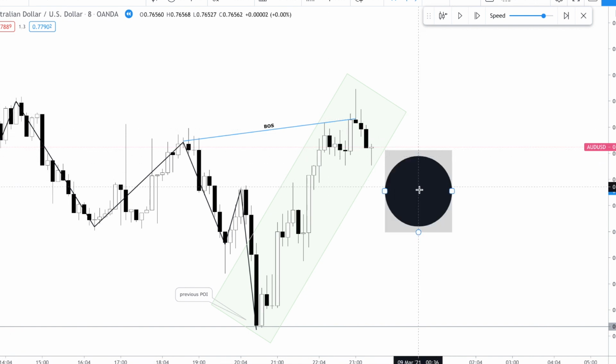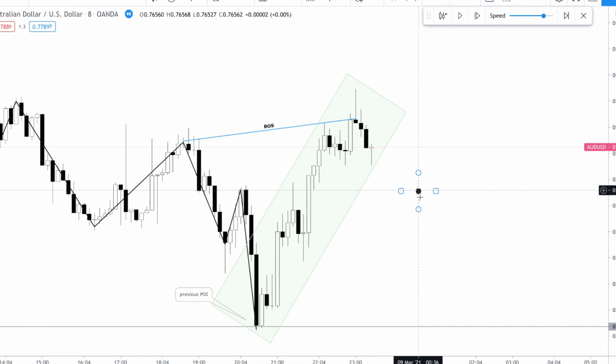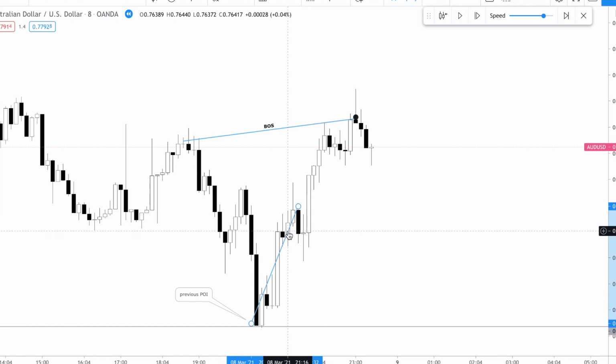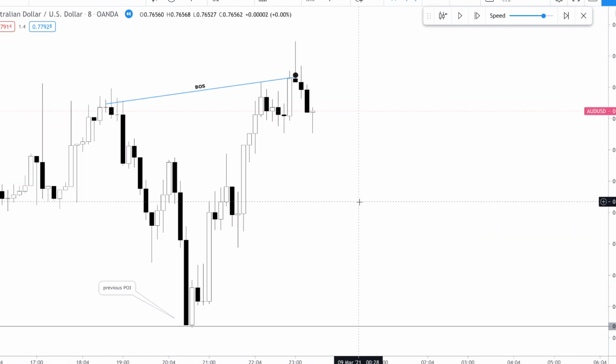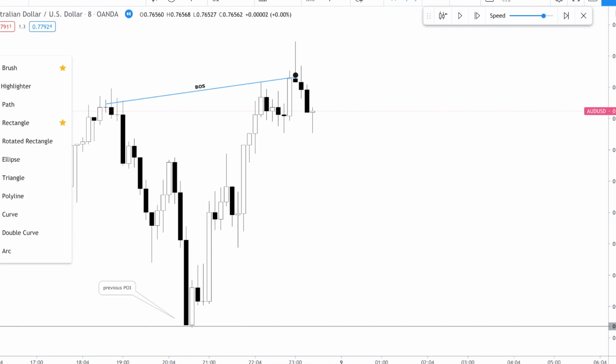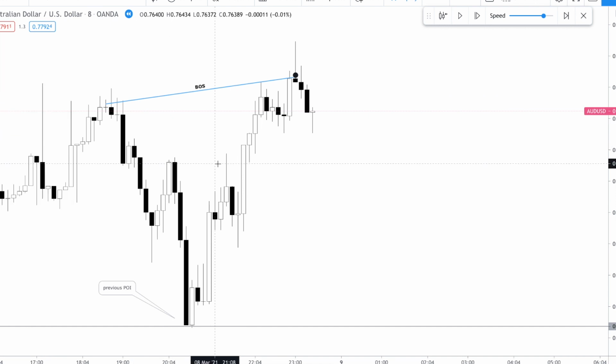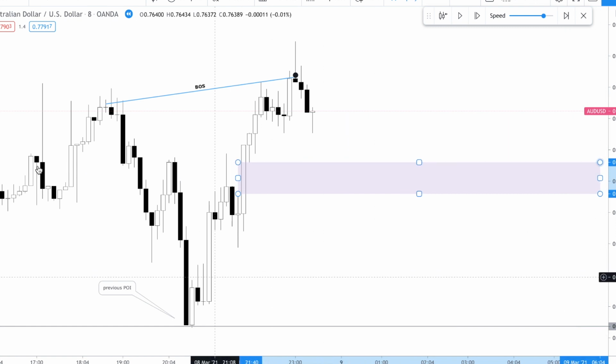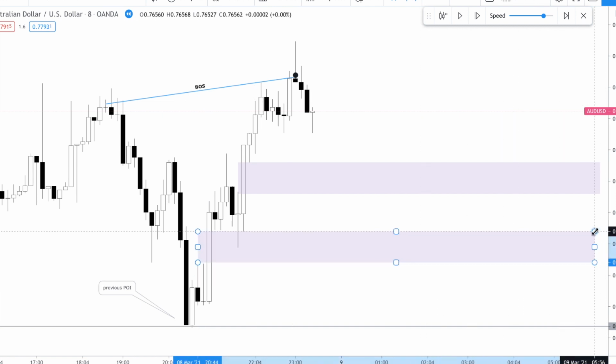So first, I'm going to identify this side of the structure. And now I'm going to look for my point of interest. So I cleared up all the lines just so it's easier to see. So this is going to be my point of interest for the pullback after the break of structure. Okay, guys, remember it's after it's rejecting our point of interest, after it's changing the trend.